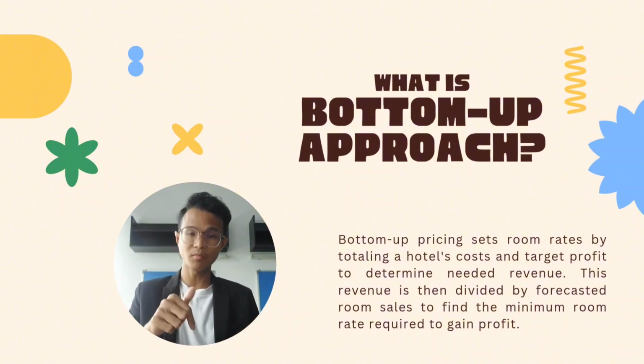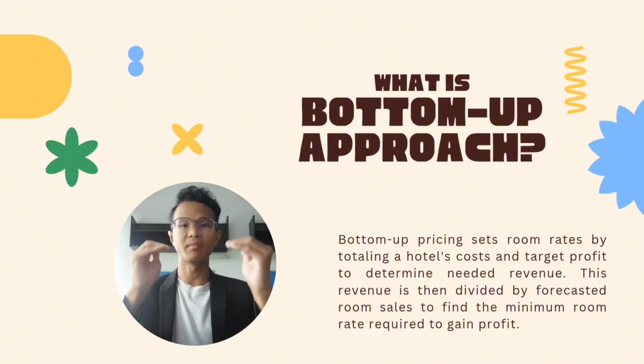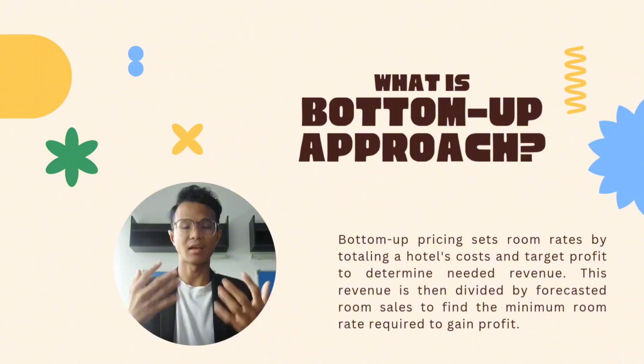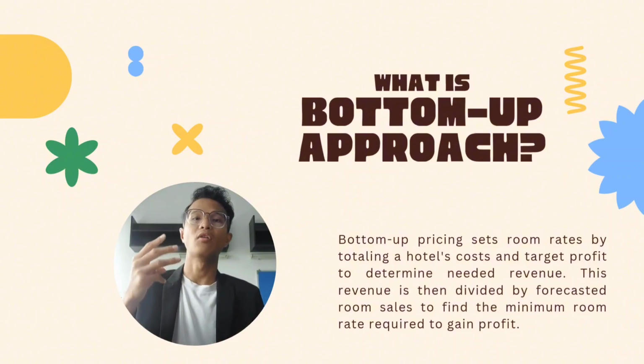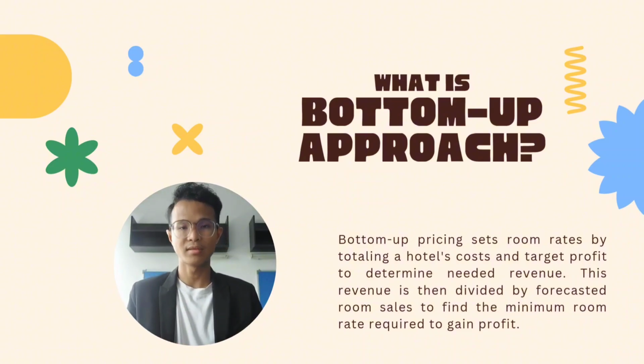It starts from the bottom by calculating fixed and variable costs, adds the target profit, and uses this to determine the total revenue needed by the hotel. Hotels then forecast the number of rooms they expect to sell using last year's occupancy rate, room count, and operating days. Once room sales are forecasted, the total revenue is divided by the rooms sold to estimate the minimum room rate required to break even and reach the economic goal.